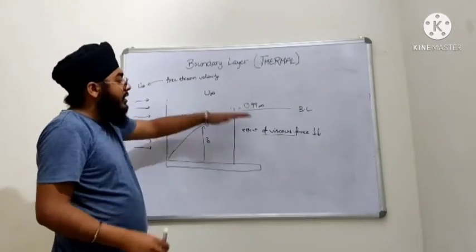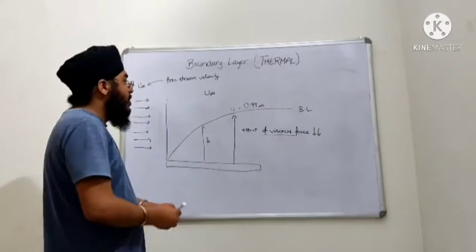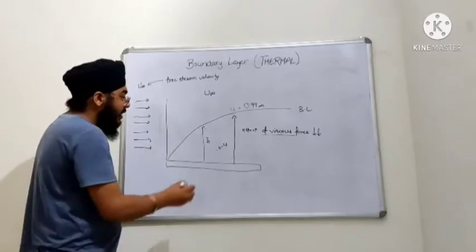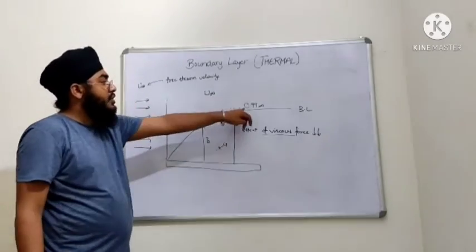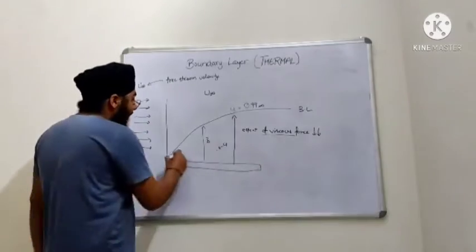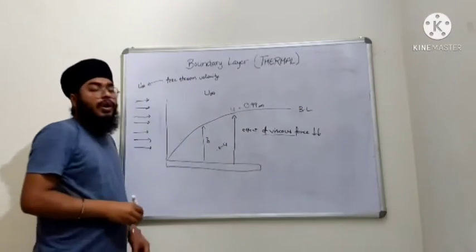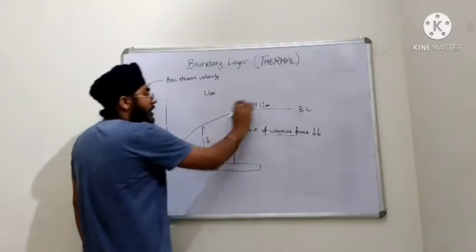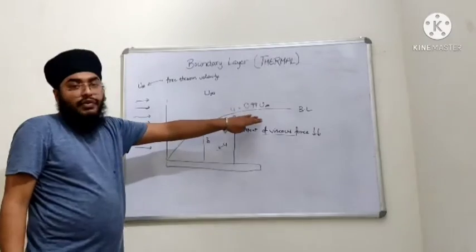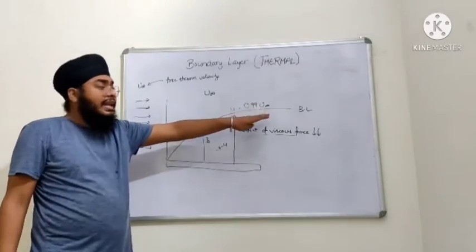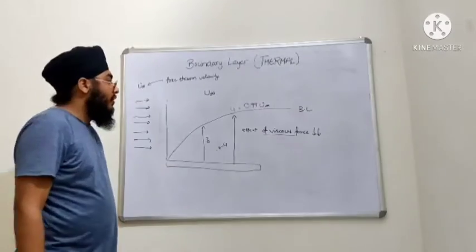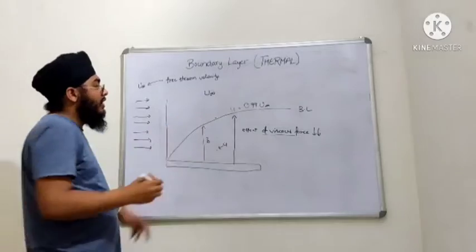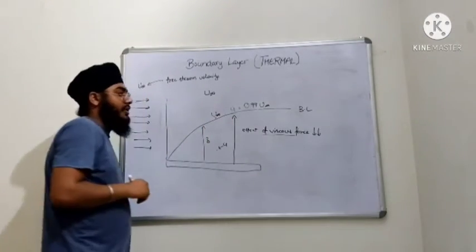As we move upward, the effect of viscous force decreases. So let us say there is velocity u of this layer, and as we move upward, u approaches u infinity, and at the boundary layer u is equal to 0.99 times u infinity. So at the boundary layer, the velocity of fluid is 0.99 times, or 99%, of the free stream velocity, and as we step just above this boundary layer, the velocity will be the free stream velocity.